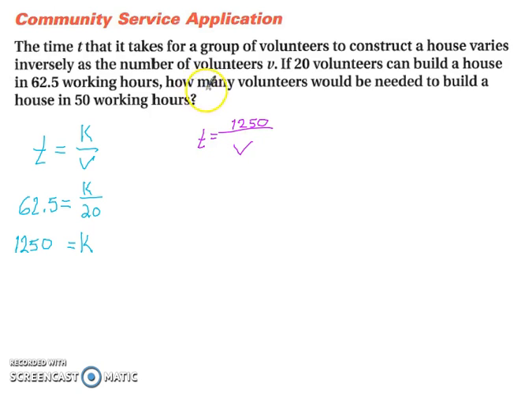And they said, okay, well, how many volunteers would be needed to build a house in 50 working hours? So that's your time. So we're going to replace our time with 50 and then solve for v. So we would need to multiply both sides by v and then divide by 50. And that would give us v equals 25. So you would need 25 volunteers instead of 20.